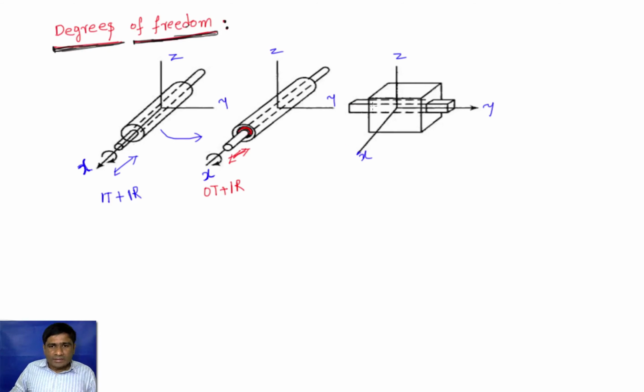And in this case, this is a prismatic bar, and this can translate only along the y-axis, and it cannot rotate about the y-axis because this is not a circle, so it cannot rotate. So here we have 0 rotation and 1 translation.